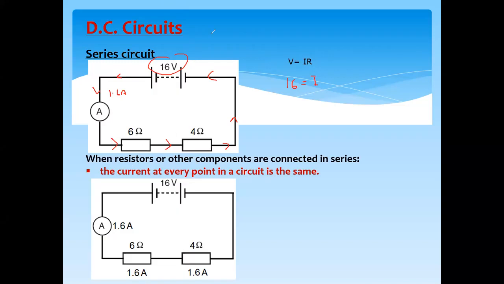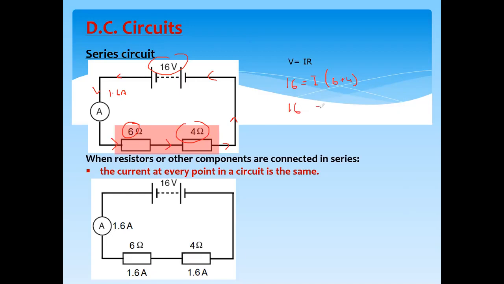Because 6 ohm and 4 ohm are connected in series, if two or more resistors are connected in series, how do we find the combined or total resistance? You will simply add the resistances. So the combined resistance of 6 ohm and 4 ohm, as they're in series, is equal to 6 plus 4, which equals 10.